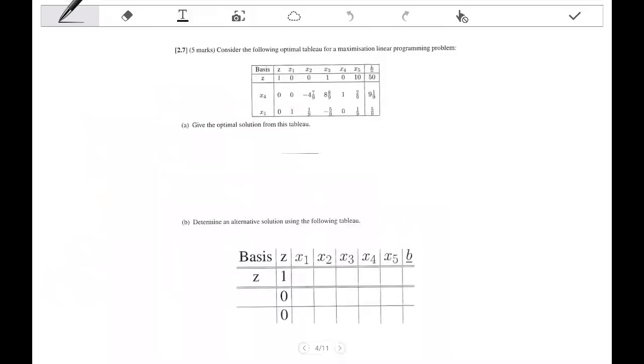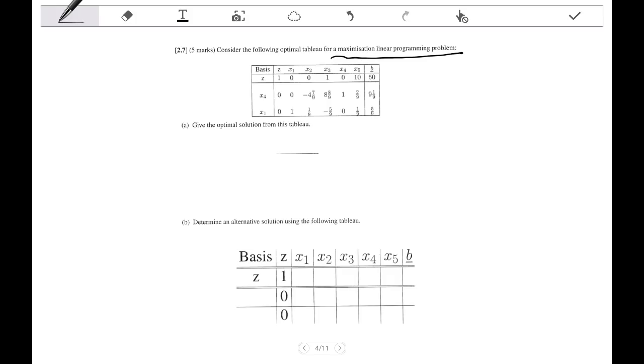These are the long questions. Consider the following optimal table for a maximization. This is a maximization linear programming problem. Then give the optimal solution from this table. So they're saying give the optimal solution from the table, not to compute the table. That means you have to take the optimal solution from the table and give it.